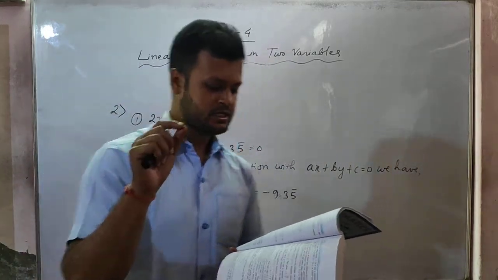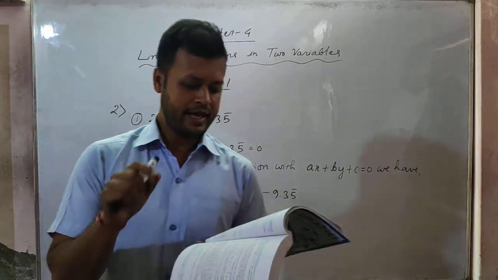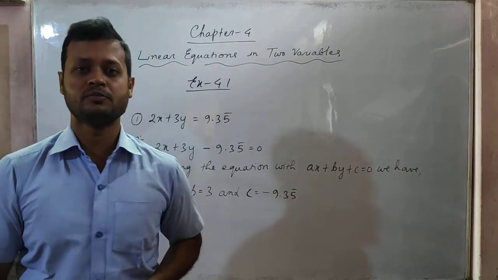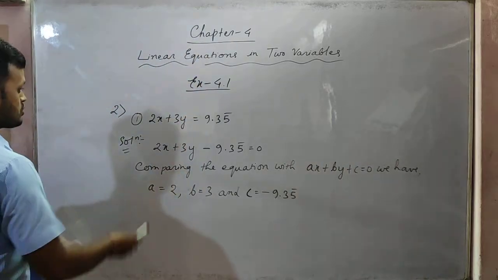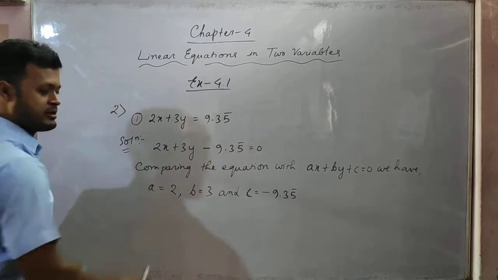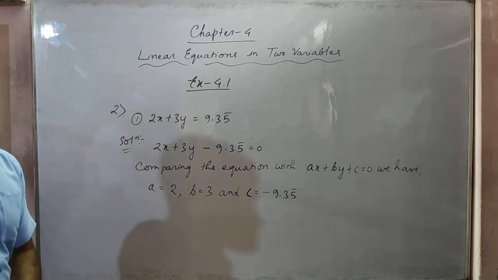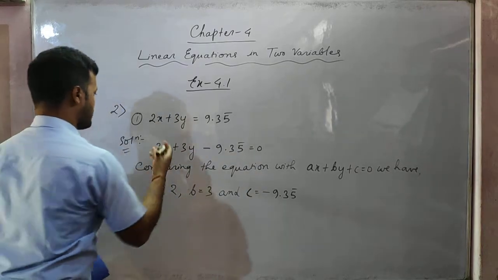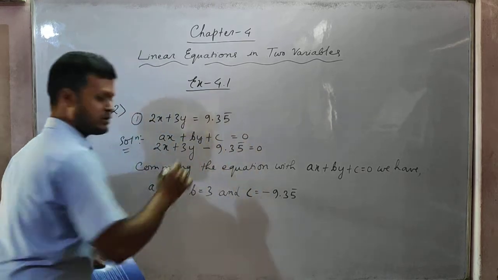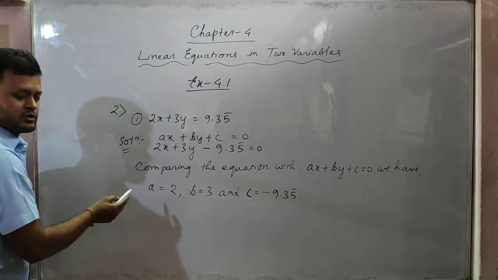So here the question says to express the following linear equations in the form ax plus by plus c is equal to 0, whatever equations are given. 8 equations are given to us, isn't it? Indicate the values of a, b and c in each case. So 2x plus 3y is equal to 9.35 bar. I will bring 9.35 bar to the left hand side, so it will become minus 9.35 bar is equal to 0. Now comparing the equation with ax plus by plus c is equal to 0. I am writing it here, ax plus by plus c is equal to 0. You don't need to write, I am just writing it for explanation. Now you see, along with x, what is there, friends?